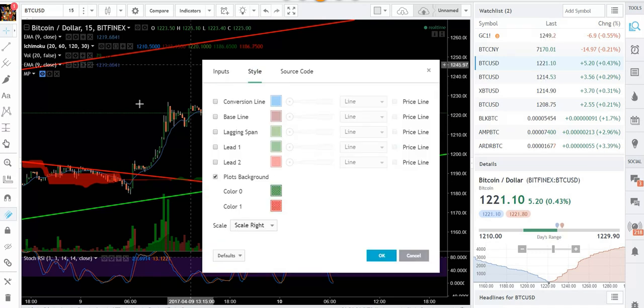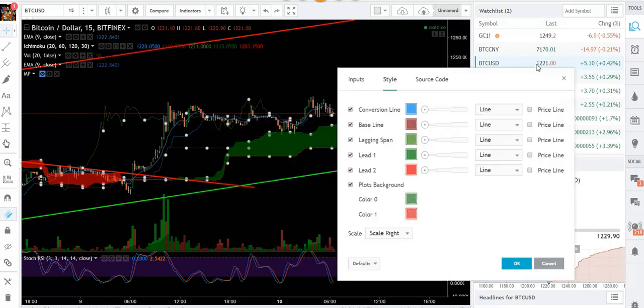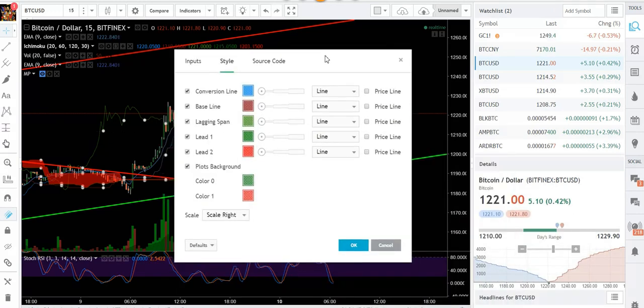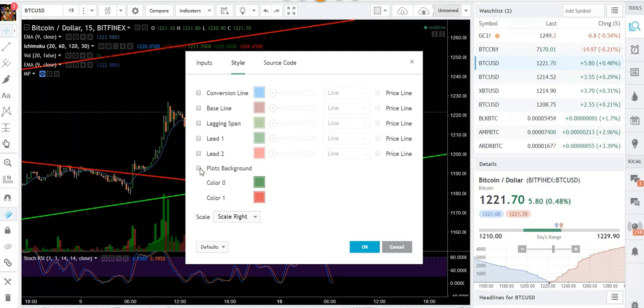There are a lot of other things included with the Ichimoku: the conversion line, the baseline, the lagging span, first and second lead, and you can see how these look when they're on the chart. It's a lot. I get rid of all of them, and I only use the plots for the background. That's it for the style. I just have the plots on the background checked for the clouds themselves.